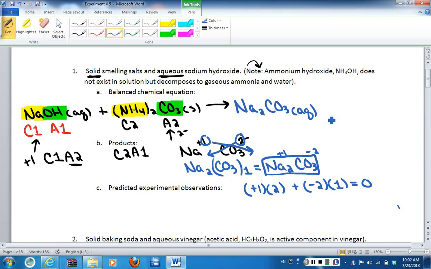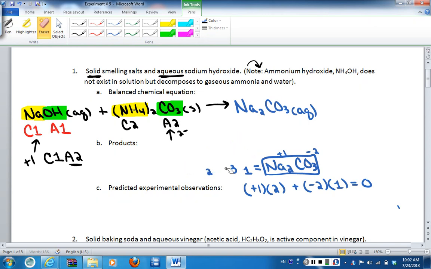Now we have to look at cation number 2 and anion number 1. And we do it in much the same fashion here. So if I erase real quick, we have cation number 2, which is the ammonium.